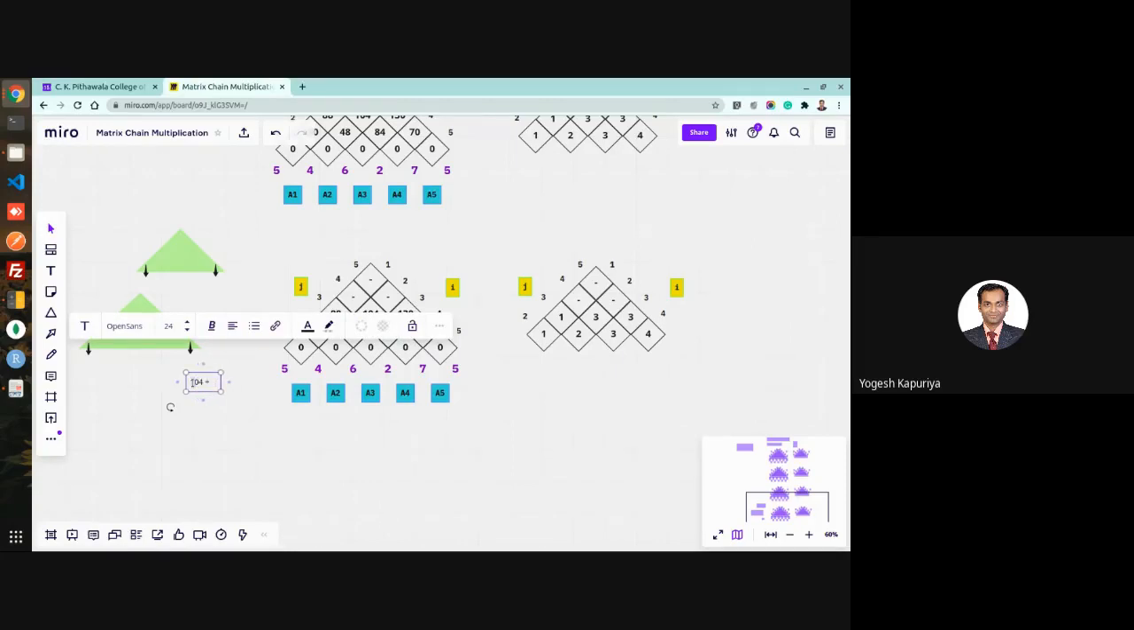So it's 104 plus 5 cross 4 cross 7. That is equal to 140 plus 104. So that will be 244, I think.